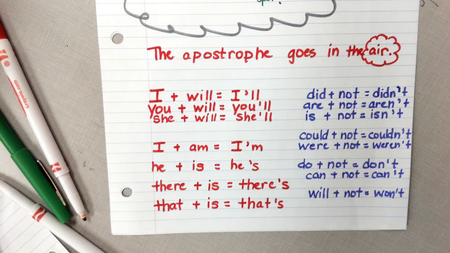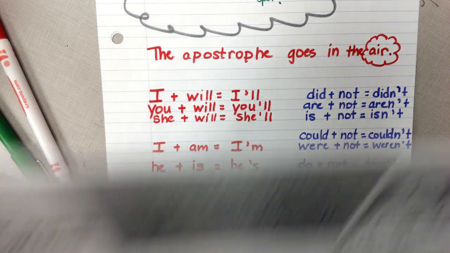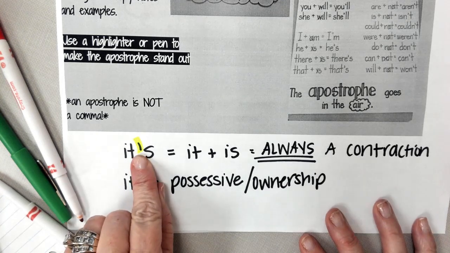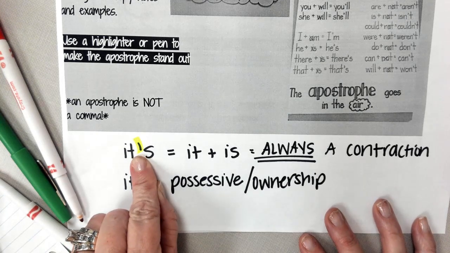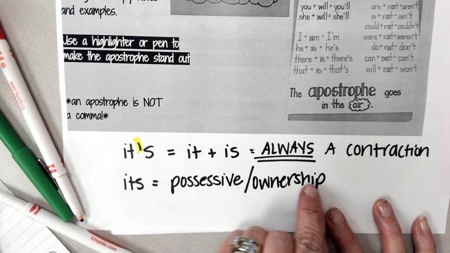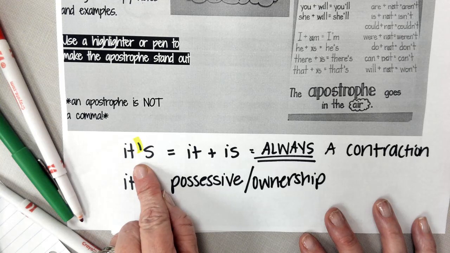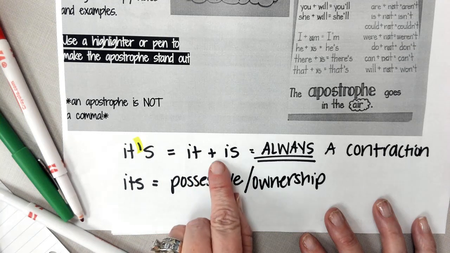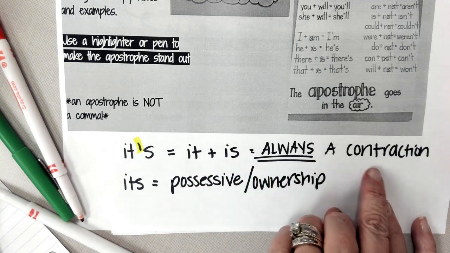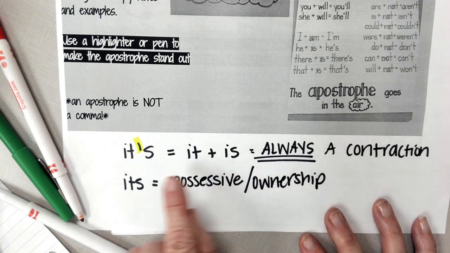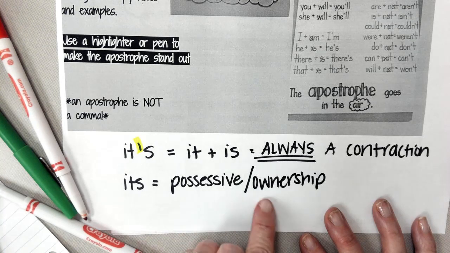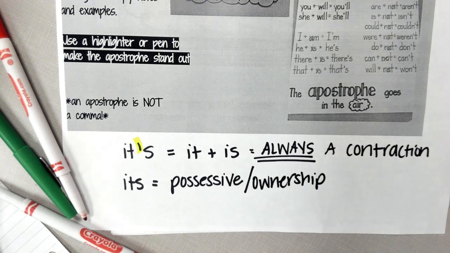Okay? And one more little piece of information that I want you to add at the bottom. I do want you to go back and take your highlighter and highlight all your apostrophes so they stand out. But really quickly at the bottom of your notes, I want you to write its with the apostrophe, and that means it plus is. It's always a contraction. When you have its without the apostrophe, that's possessive. That's showing ownership. And that's like what we talked about yesterday.